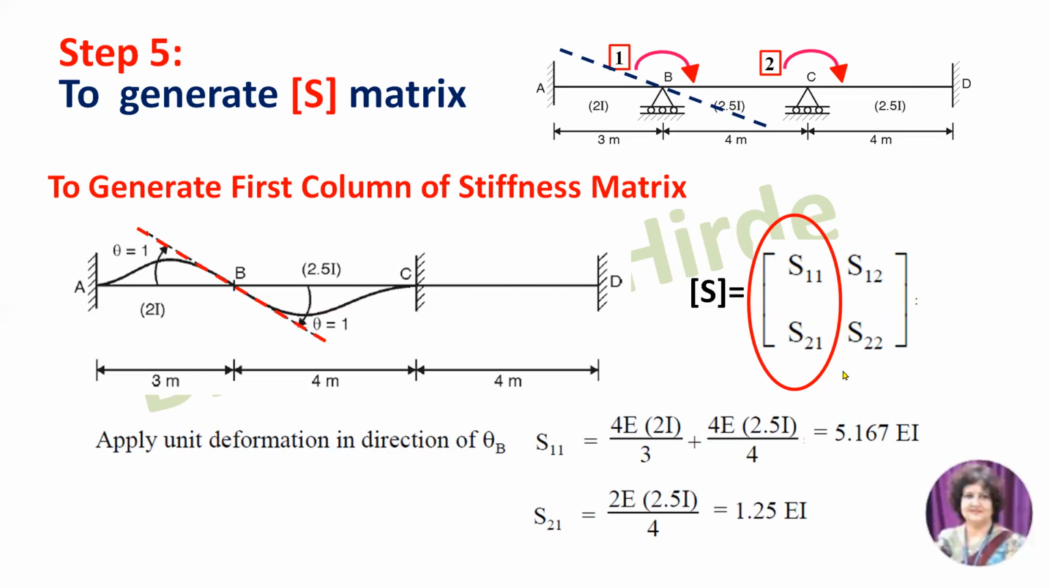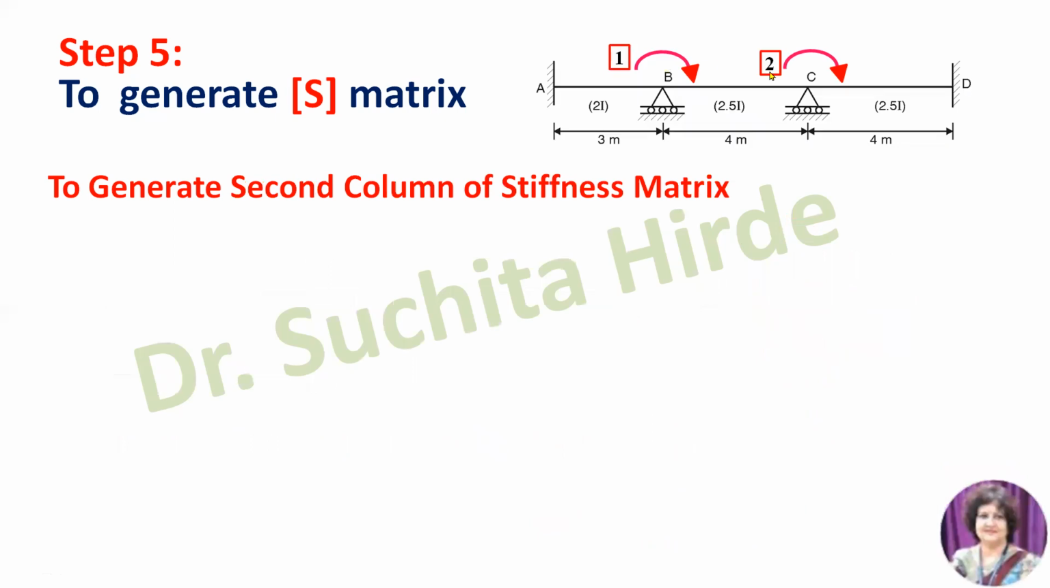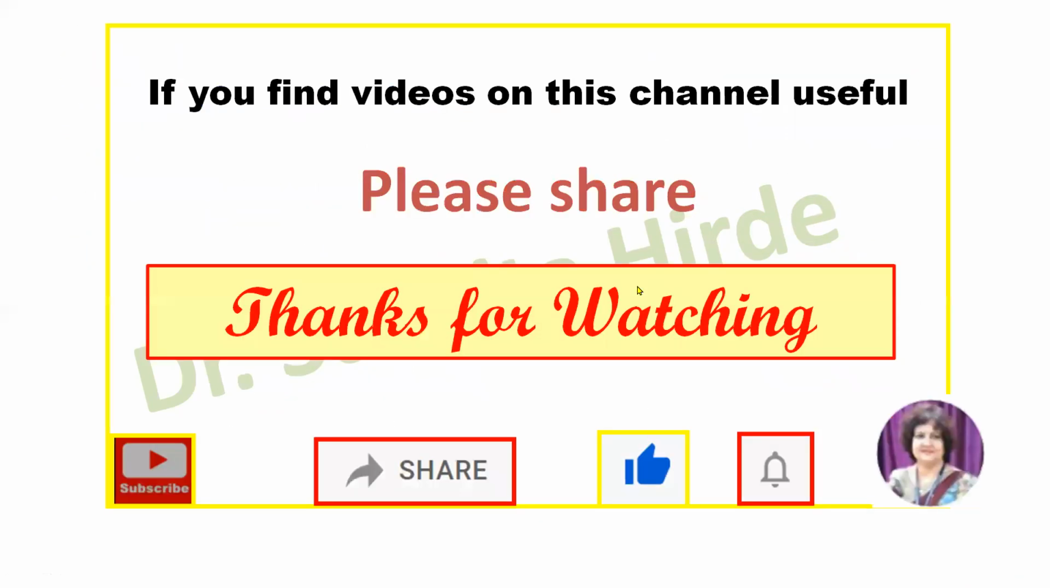Now let us see how to generate the second column. In a similar way, we will generate the second column. Again there are these two coordinates 1 and 2. So the stiffness matrix will look 2 by 2, and we are generating this second column, meaning we are calculating S12 and S22. So we have to give unit deformation or unit rotation in the direction of theta C. Here we have to rotate like this. When we rotate the beam like this and consider fixity at other points, then this beam will have a deflected shape.